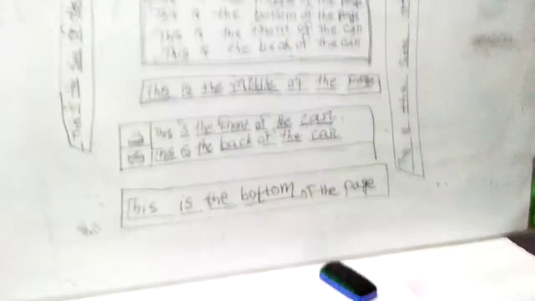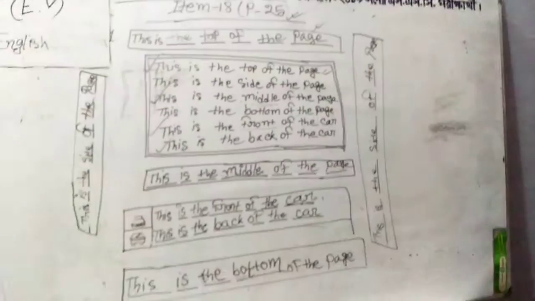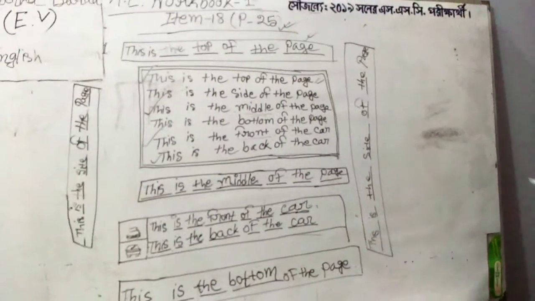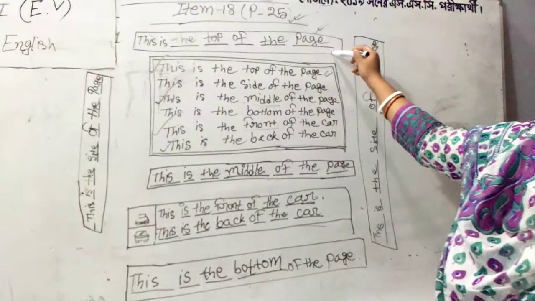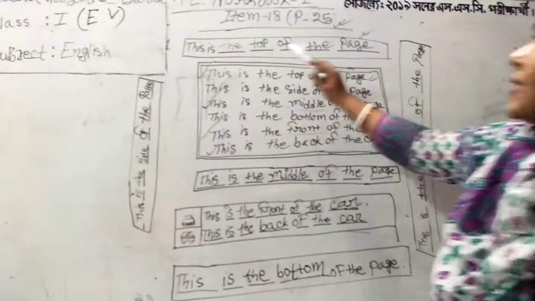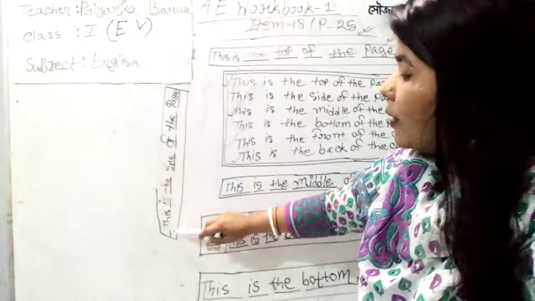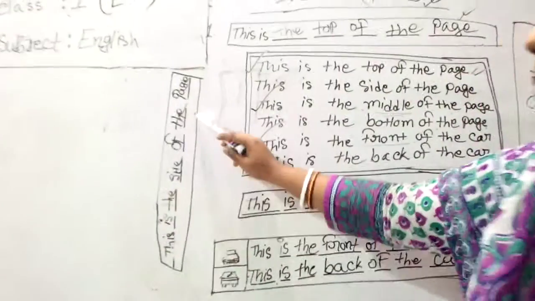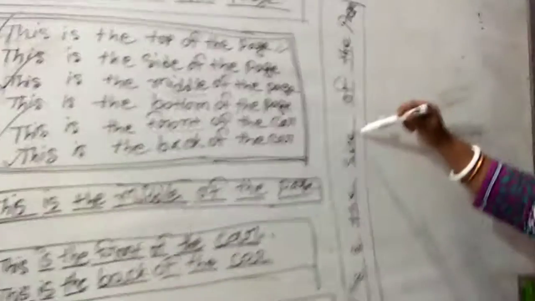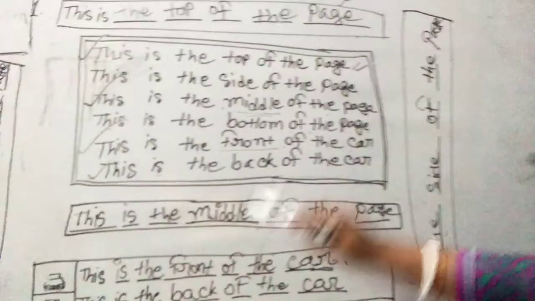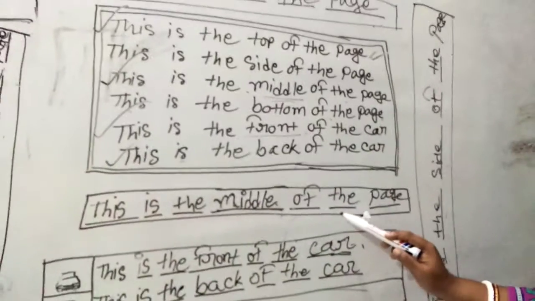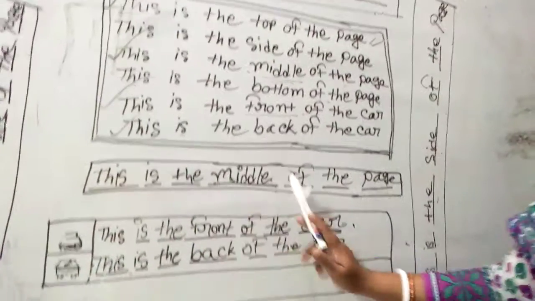Okay, babies, so let us have a look. On the very first box, you have to write this is the top of the page. Now, to the side, this is the side of the page. Opposite to this side, you will have the same option here. This is also the side of the page. Just after the given box, you will have another box to fill in the gaps: this is the middle of the page.